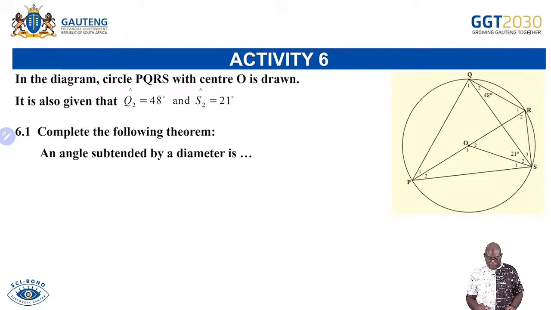In the diagram, circle PQRS, PQRS are points on the circle. Q2 is 48.